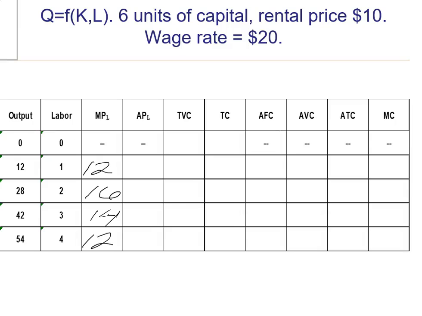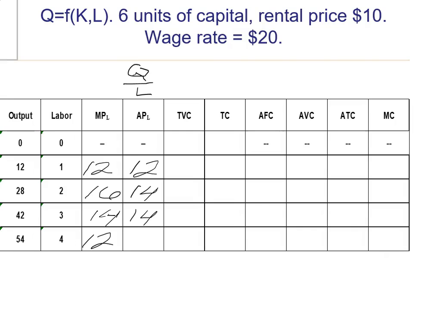Now let's find the average productivity of labor. Well, this is found by simply taking our output, Q, and dividing Q by the number of workers we have, L. So this first one, 12. Second one, 2 workers, 28 units, that's 14 is the average. The average productivity of labor of the third worker is 42 divided by 3, or 14.